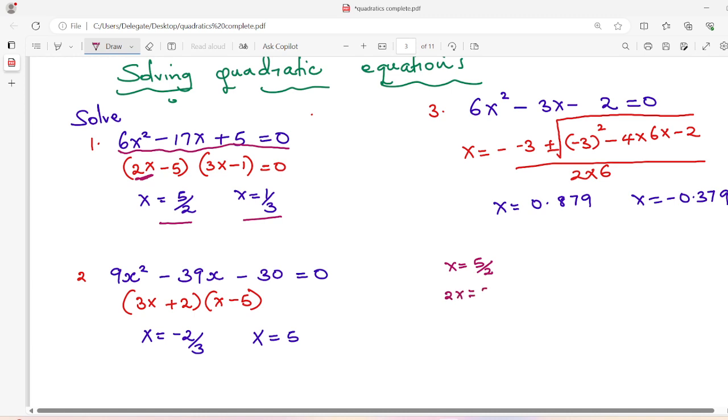Then if I want to have a 0 on the right, I take 5 to the left. So that's why I end up having my bracket as 2x minus 5. So you do the same for this other one, which is a third: cross multiply, and then take 1 to the left, and then you'll be given a mark for you to show that you used factors.